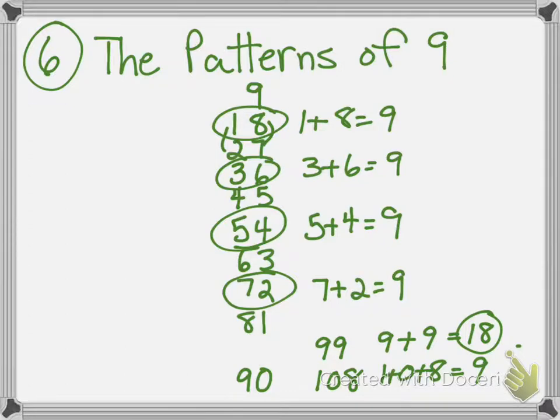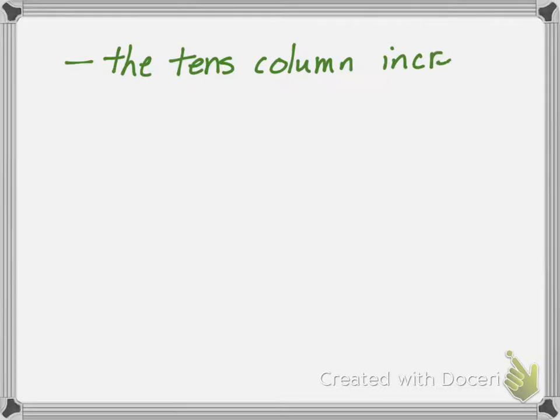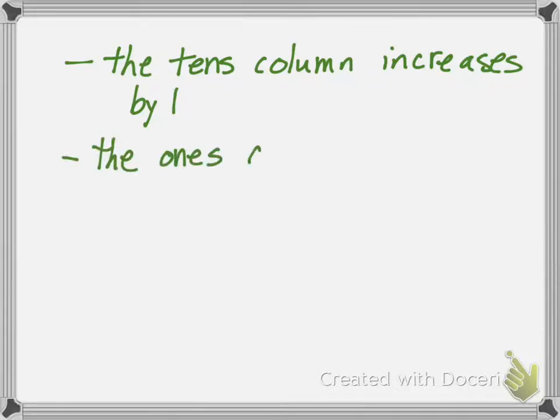All right, so on the next page, here's what I would like us to do. We're going to write out the patterns of 9, the things that we noticed. Underneath the numbers that you wrote, you're writing this down under number 6. The tens column increases by 1. The ones column decreases by 1.